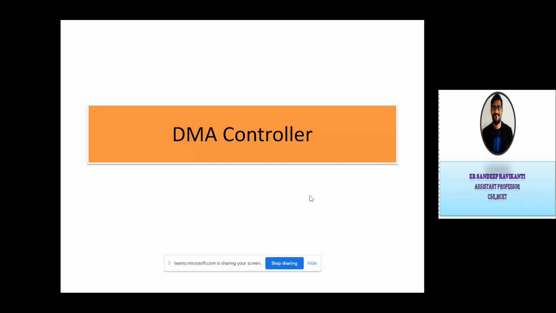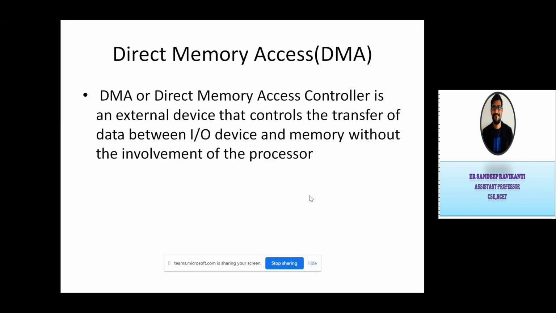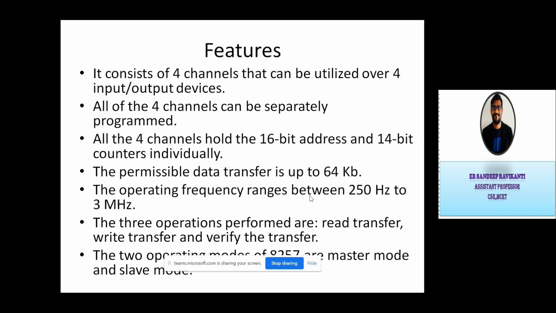And what are the features of the DMA controller? As I already told, the DMA or direct memory access controller is an external device that controls the data transfer between the IO device and the memory without the involvement of the microprocessor. So this is the usage of the DMA controller. What are its features? It is designed by Intel Corp. It consists of 4 channels that can be utilized over 4 input and output devices simultaneously.